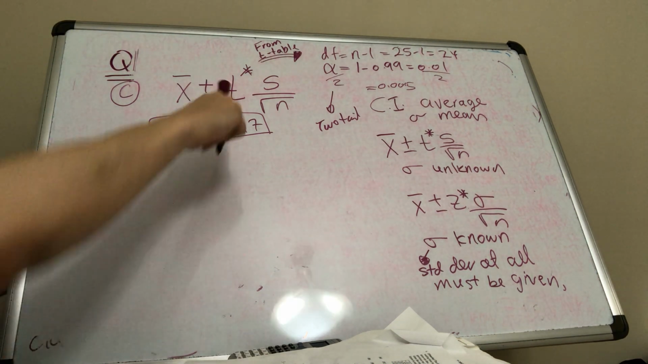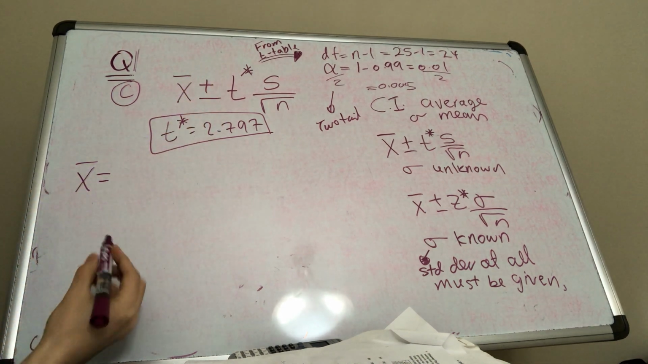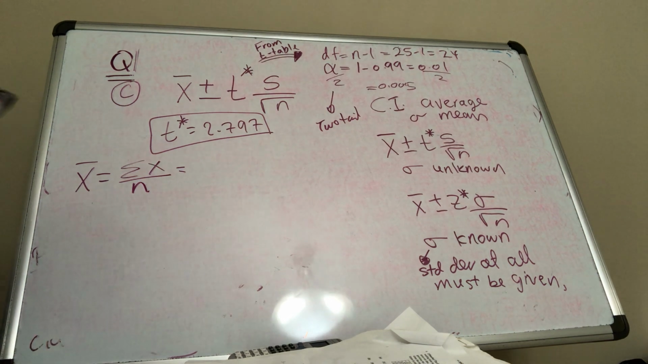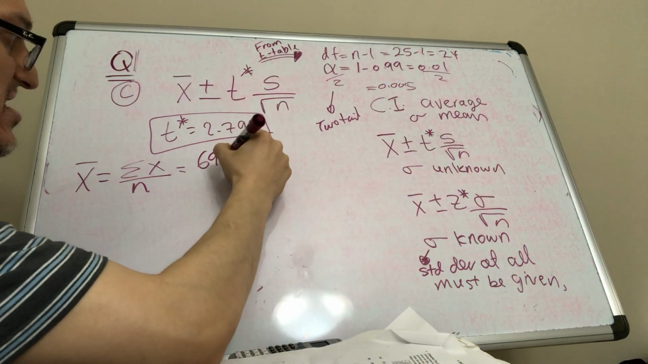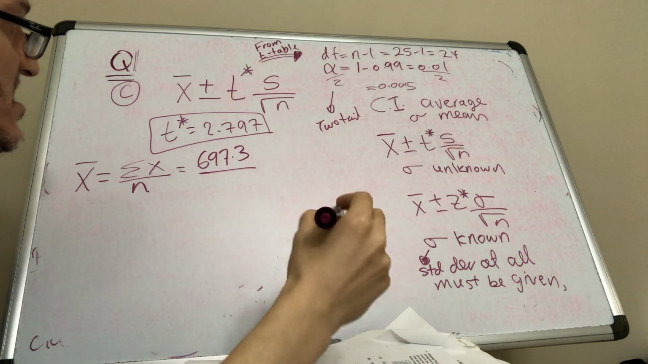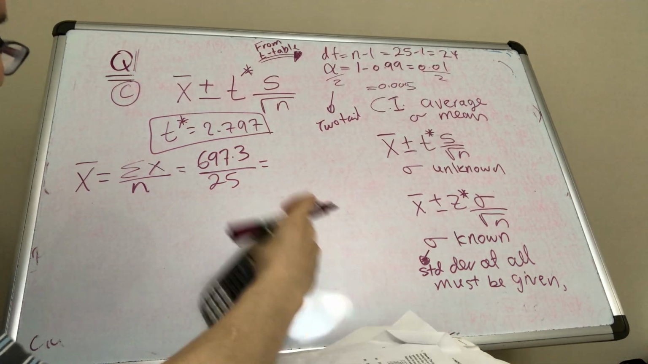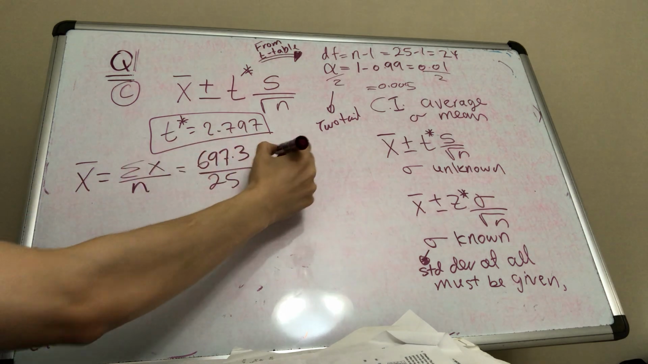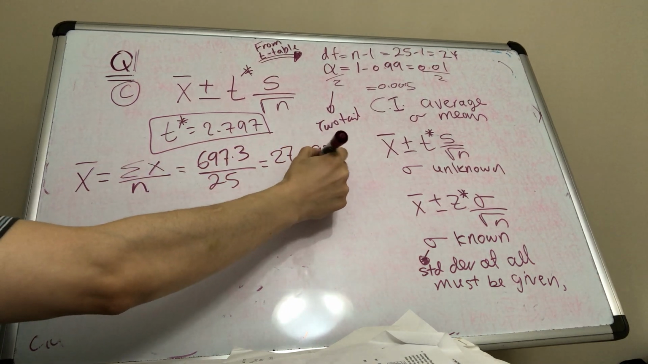So we have t star. I need to find my mean, my average. That's the sum of x over n. I'm given the sum, it's 697.3, and I know that n is 25 numbers. 697.3 over 25 gives 27.892 minutes.